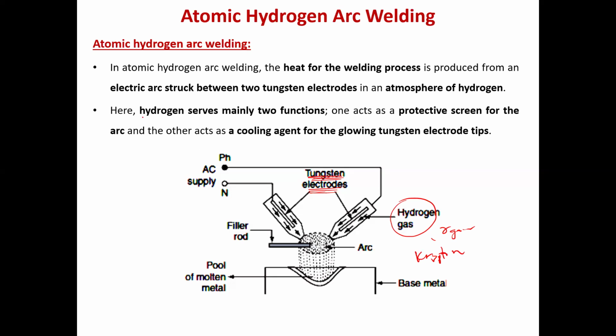The main thing about hydrogen here is that it has mainly two functions. What's the first function? It's a protective screen for the part of the arc, and it also acts as a cooling agent for the glowing tungsten electrode tips.